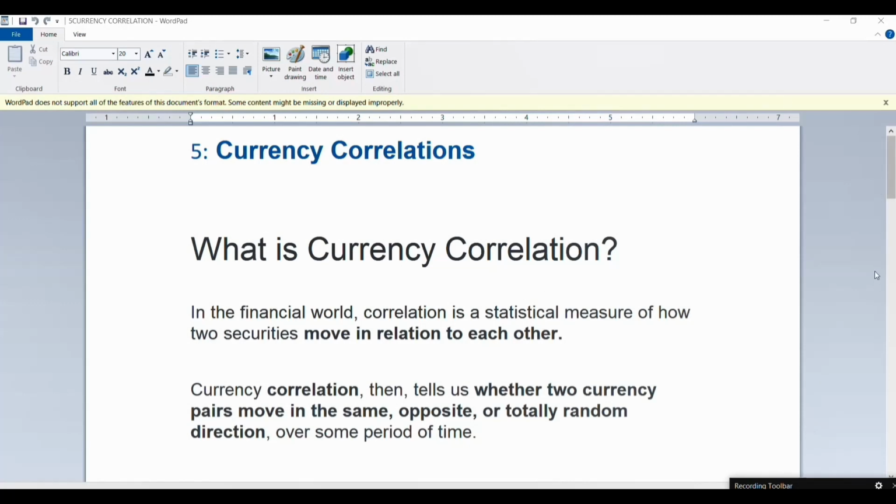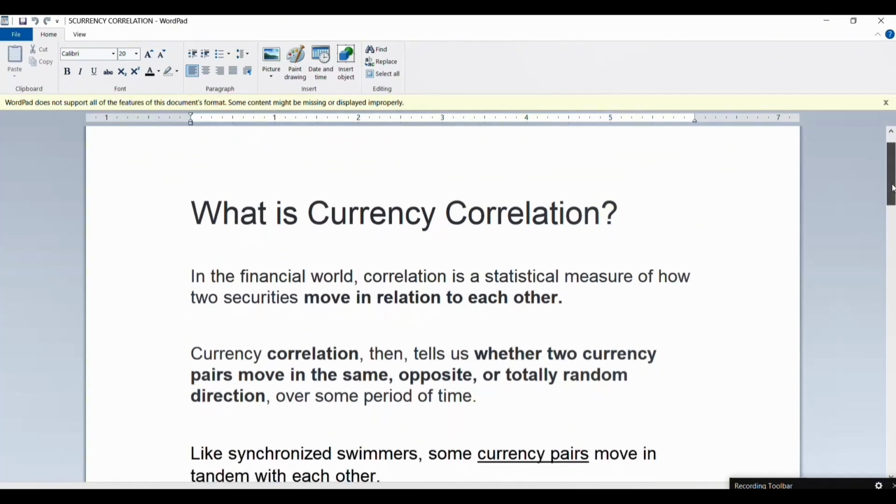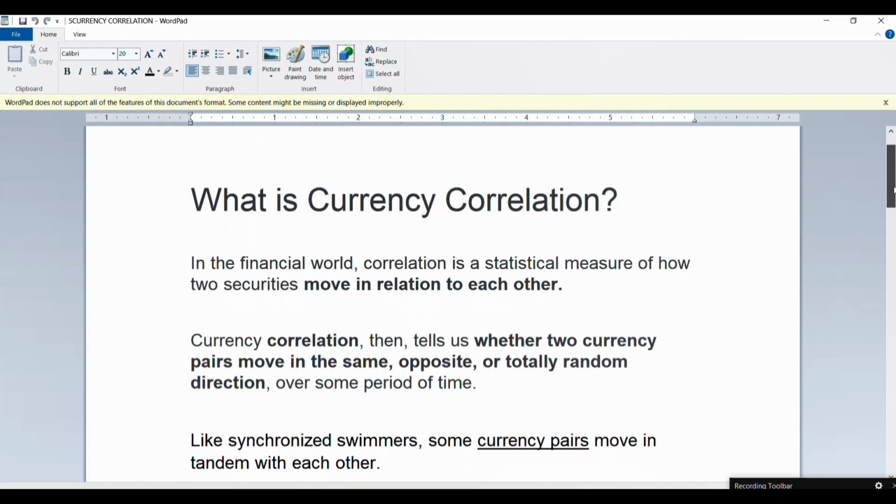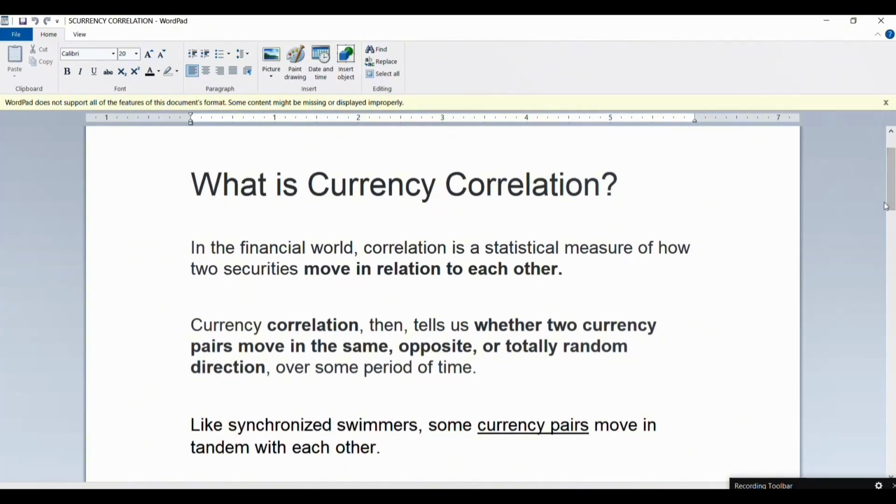Today, we are going to be looking at currency correlations. In our previous video, we talked about foreign currencies. We talked about major currencies and major currency pairs. We talked about minor currencies and minor currency pairs. And we talked about exotic currencies and exotic currency pairs. Now, we are going to look at how those currencies and those currency pairs behave towards each other in this episode.